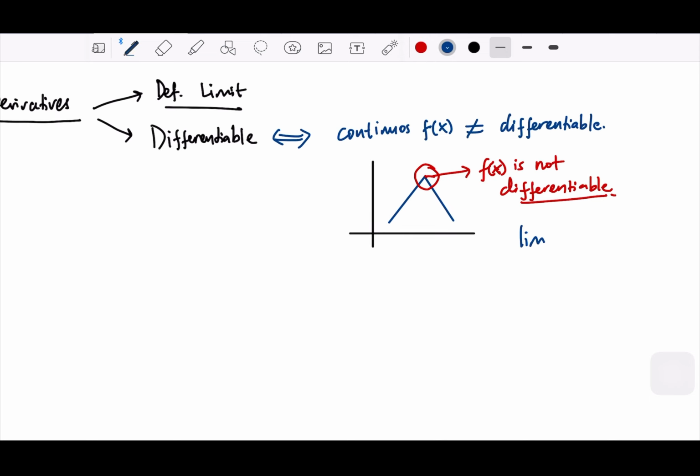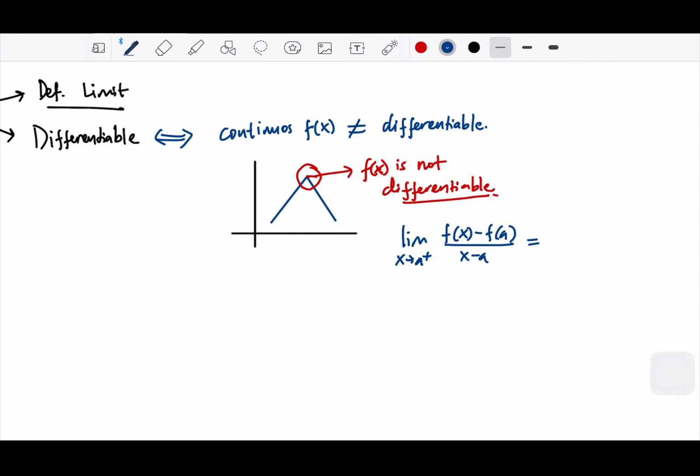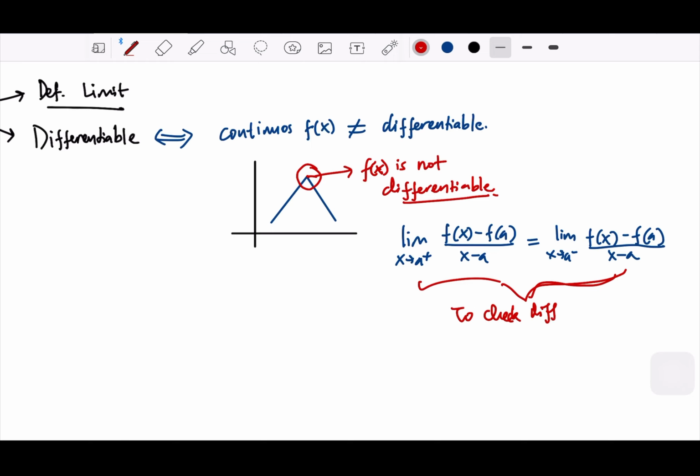Okay, the limit. So the limit from the right, and we are going to have, let's say we have this. Let me write this to check differentiable or differentiability.